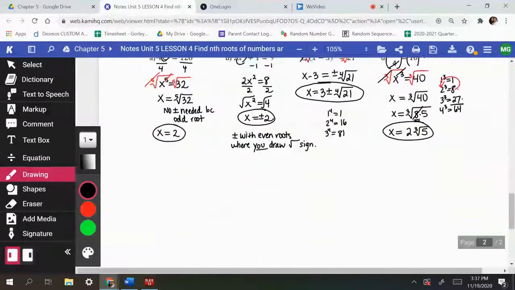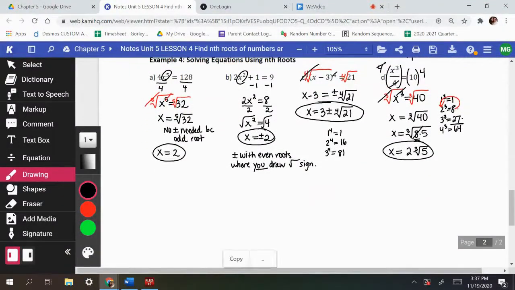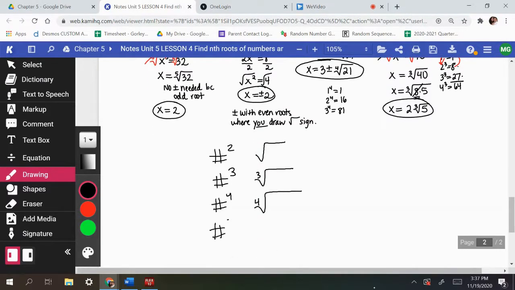Okay. And I think that's it for the notes. I just think that it's really important that we understand that if you have a number squared, you should square root to undo it. If we have a number cubed, what should you do? Cube root it. If we have a number to the fourth, what should you do? Fourth root it. If we have a number to the fifth, what should we do to undo that operation? Fifth root it. They're inverse operations. They undo each other.